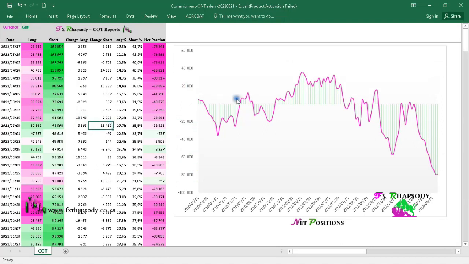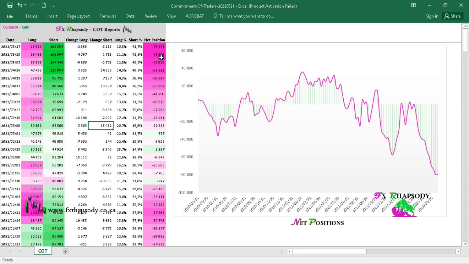So on the British pound, looking at the COT report, you can see it's pretty much the same as last week with a net position, just a little bit better in the sense that there were longs taking out of the market, more shorts being taken out of the market.